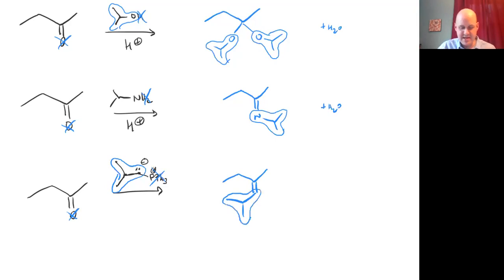So all of these end up looking pretty similar, but when you do the Wittig reaction, you're turning a C double bond O into a C double bond C. And the imine formation, we turn a C double bond O into a C double bond N. And when we add an alcohol, we replace our double bond O with two different single bond O's for ethers.